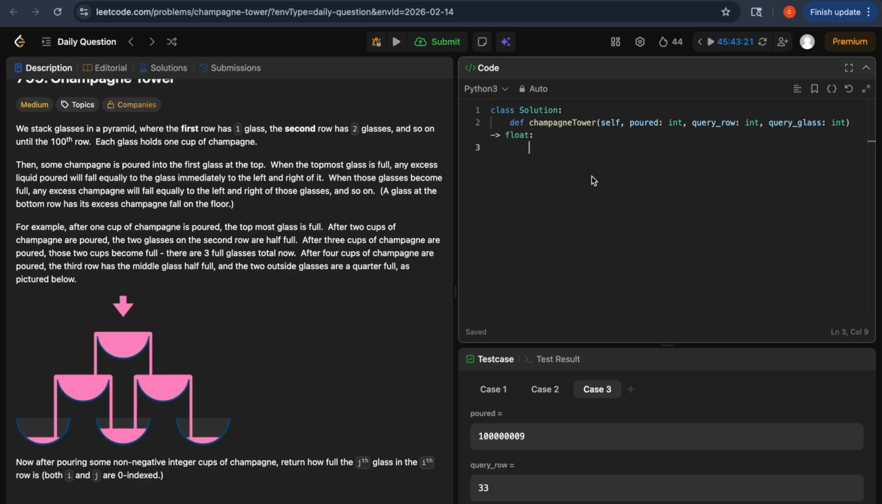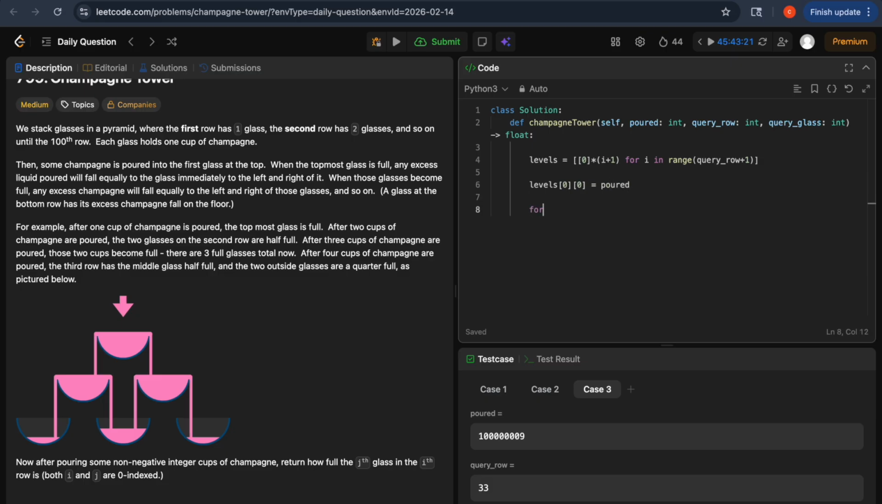First thing is, in order to create the simulation, we need the matrix to traverse, right? So levels will be equal to, everything will be initialized with 0, and this will be I plus 1 times for I in range of query row. And since for the query row, this for loop is non-inclusive, we will be adding 1. So this is how we create the levels matrix and initialize the first element to be poured. So levels of 0 and 0 will be equal to poured.